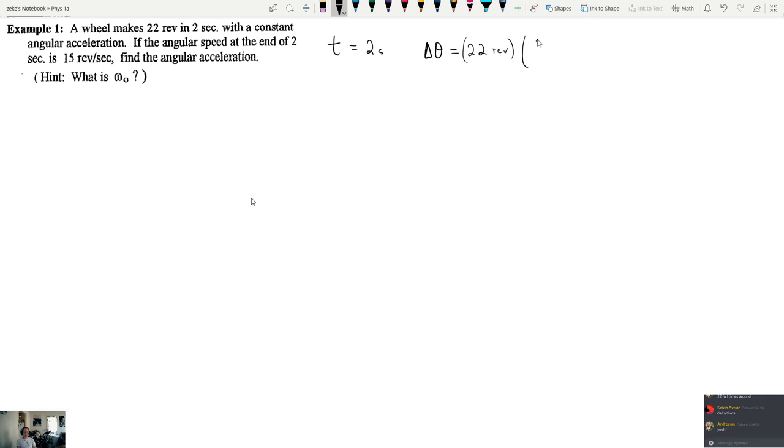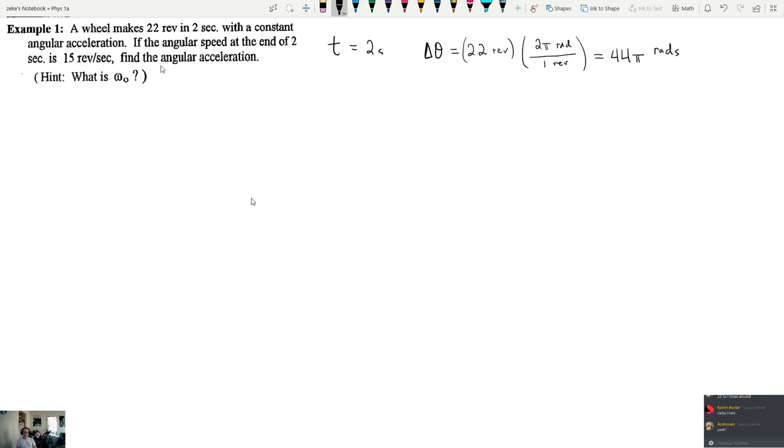So we need to multiply this by 2 pi radians divided by 1 revolution, because that's the conversion factor. There are 2 pi radians in 1 revolution, so by multiplying by this, you're multiplying by 1. So 22 times 2 pi is going to be 44 pi, and that's going to be radians.